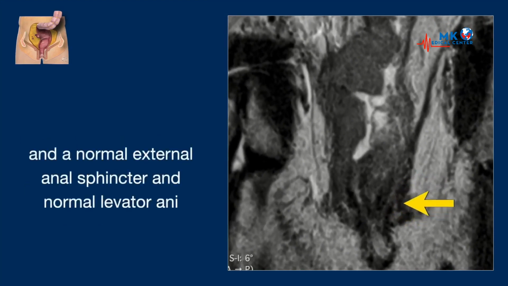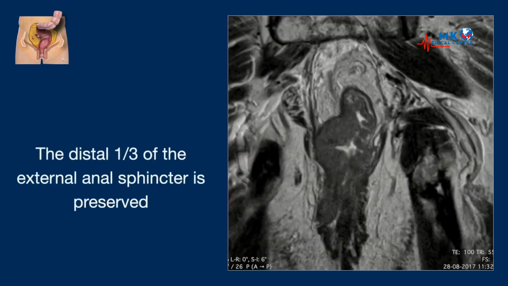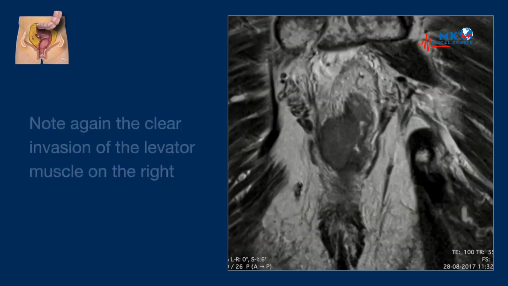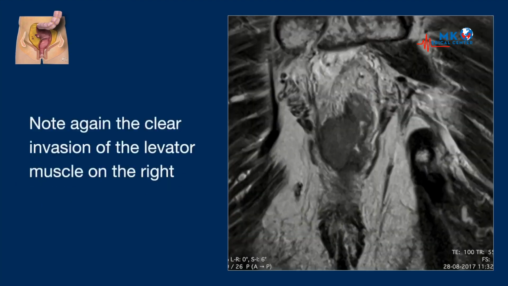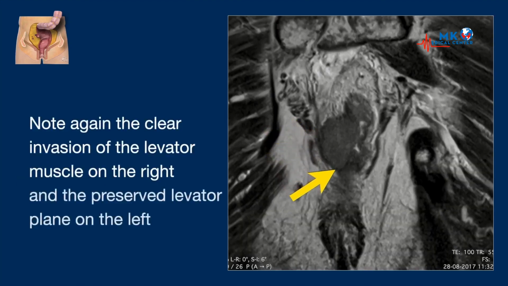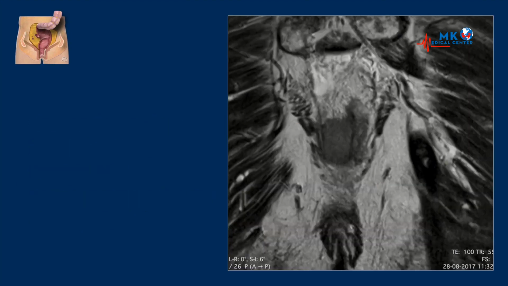There is a normal external anal sphincter and a normal levator ani. The distal third of the external anal sphincter is preserved, as we can see here. Note again the clear invasion of the levator muscle on the right side and the preserved levator plane on the left.